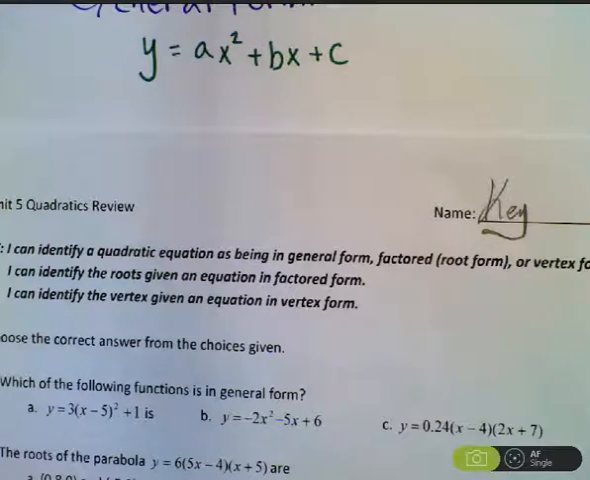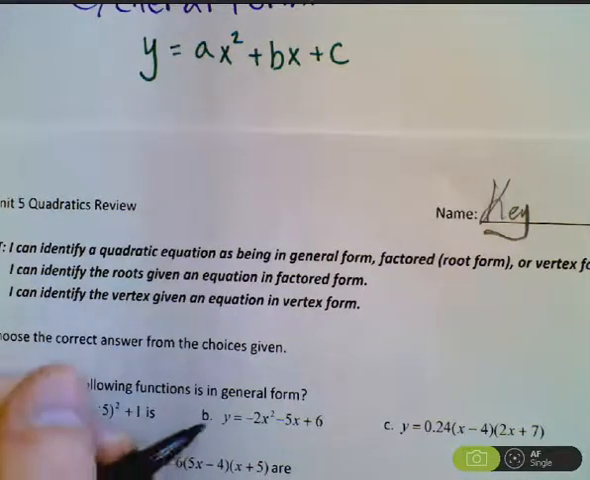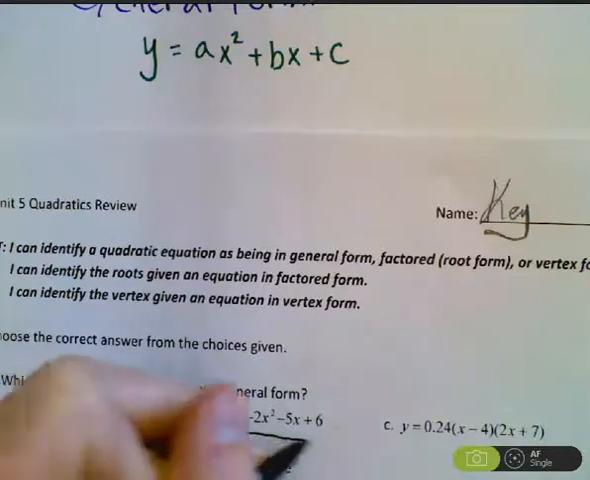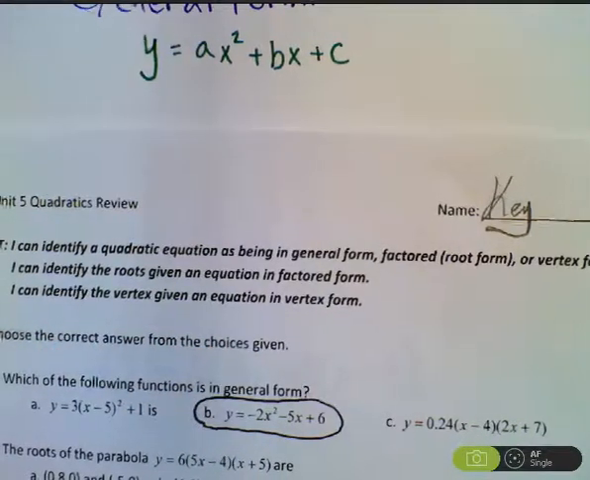Just to be sure, we can look at part C. Part C looks like it's in factored form, which is a different form, so that's not going to be in general form. So for number 1, we would circle B. B is in general form. Let's look at number 2.